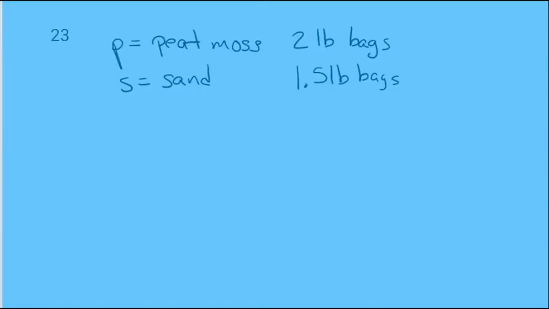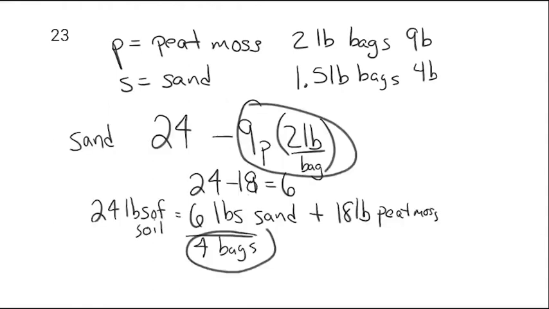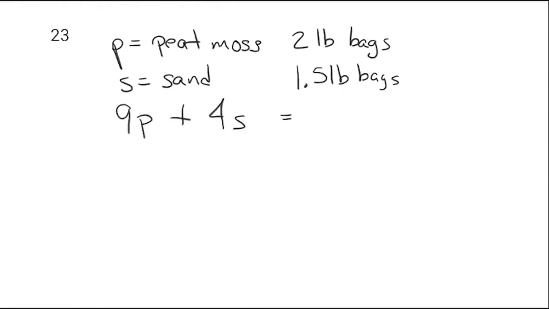Any relationship that has peat moss with a 9 plus a 4 with an S is going to give me the relationship of my peat moss. So anything that has this relationship, I can use to make a valid thing here. And that is going to equal 24 pounds. So what I can do is multiply these by anything I want to, and it'll tell me how many pounds of soil I'm going to make.